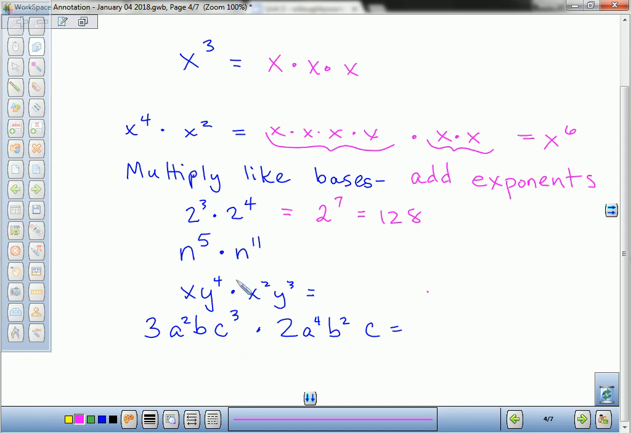Now here we have variables, and they're the same base, n to the 5th times n to the 11th. So when we multiply like bases, we add those exponents. 5 and 11 more make how many n's? 16.